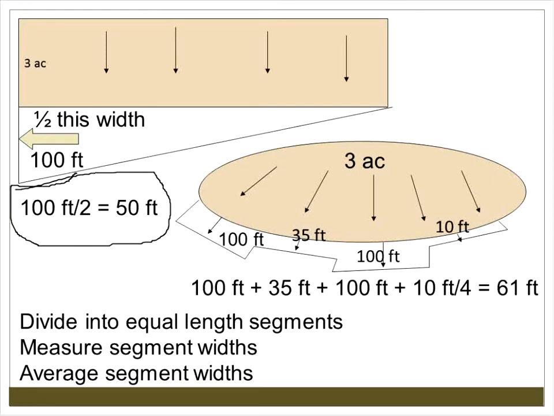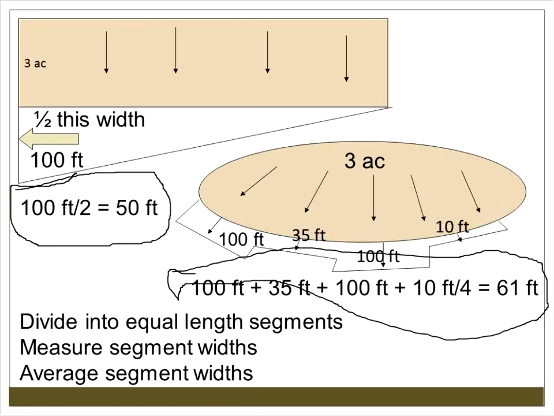Here's another field. It's 3 acres in size. You have some buffers that are 100 feet. You have some buffers that are 10 feet. 100 feet plus 35 feet plus 100 feet plus 10 feet, divided by 4, and you get 61 feet total average width. Whoops, I can't draw too well. And so you need to do the best job you can averaging these buffers. But again, keep in mind that above 100 feet, you don't get any additional credit.